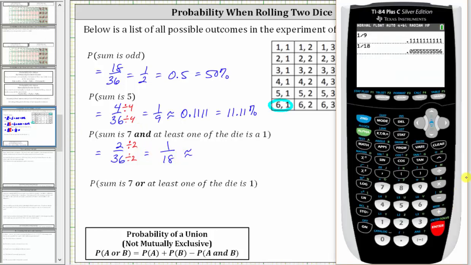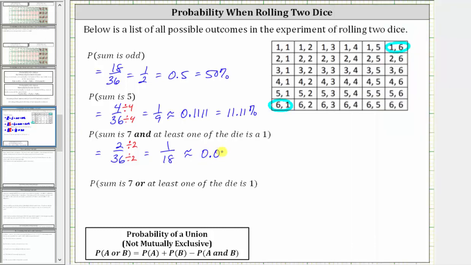which as a decimal to 4 decimal places is approximately 0.0556, which is equal to 5.56%. And for the last example, we're asked to find the probability the sum is 7 or at least one of the die is 1.